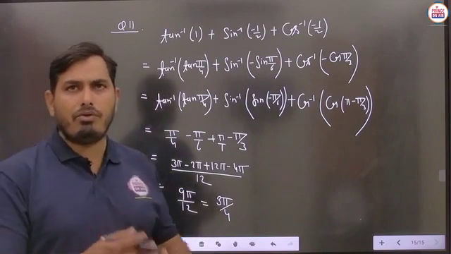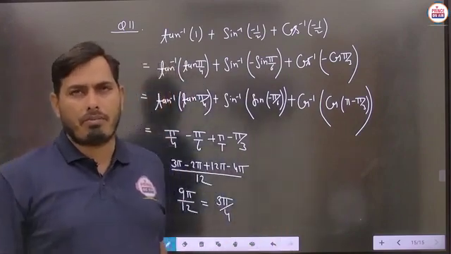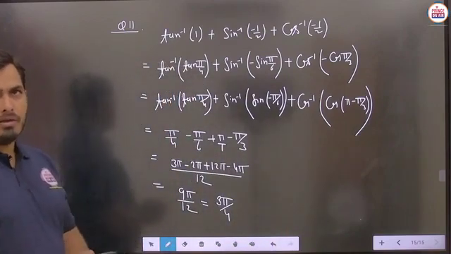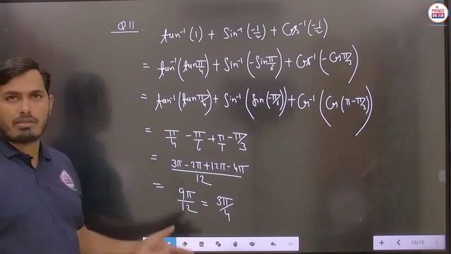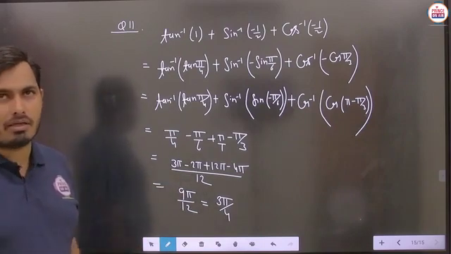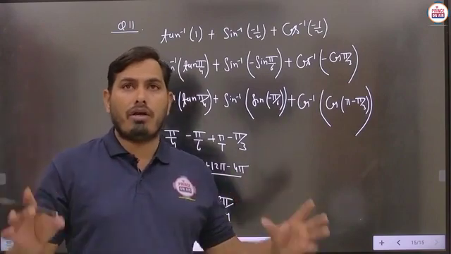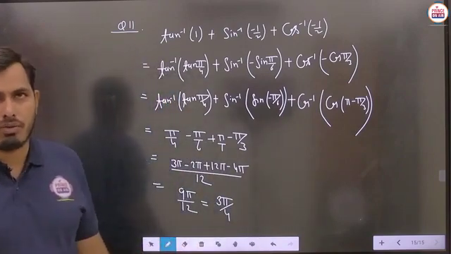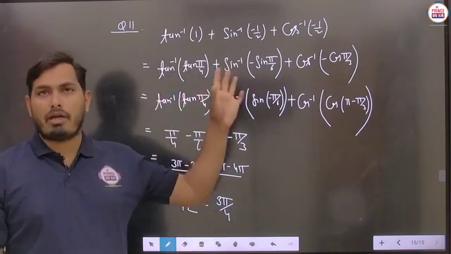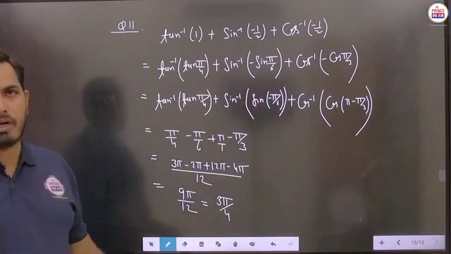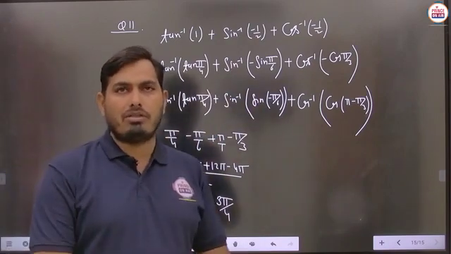Again we will use the basic property and we will simplify the part one by one. Is it to be clear? So this is the answer of question number 11, students. Such types of questions are generally asked in the examination, where more than one trigonometric or inverse trigonometric function is given, and we have to find the values and, according to that, add or subtract according to the given question. Is that clear?